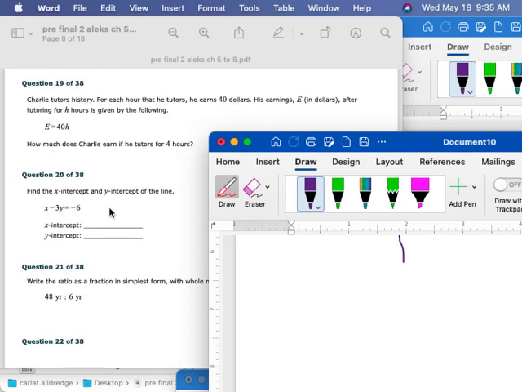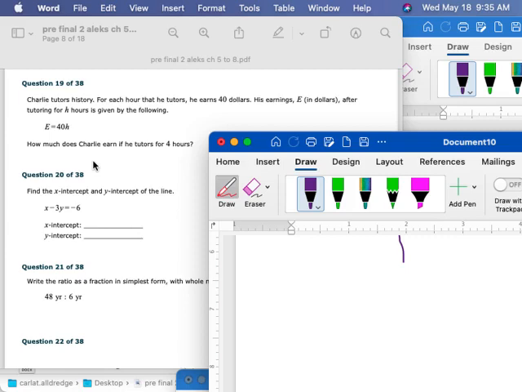Question number 19. Charlie tutors history. For each hour that he tutors, he earns $40. His earnings, E in dollars after tutoring for H hours, is given by the following. So they're giving you the equation. How much does Charlie earn if he tutors for 4 hours? 160.